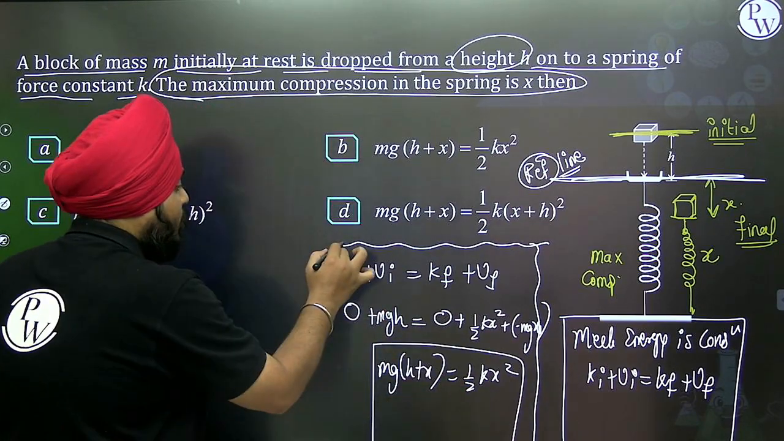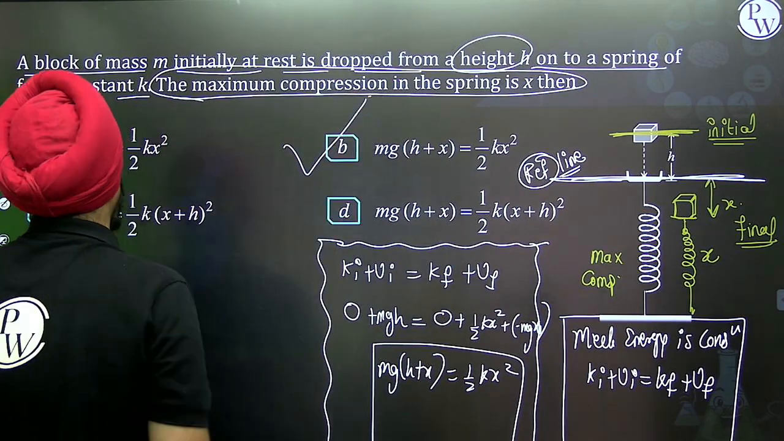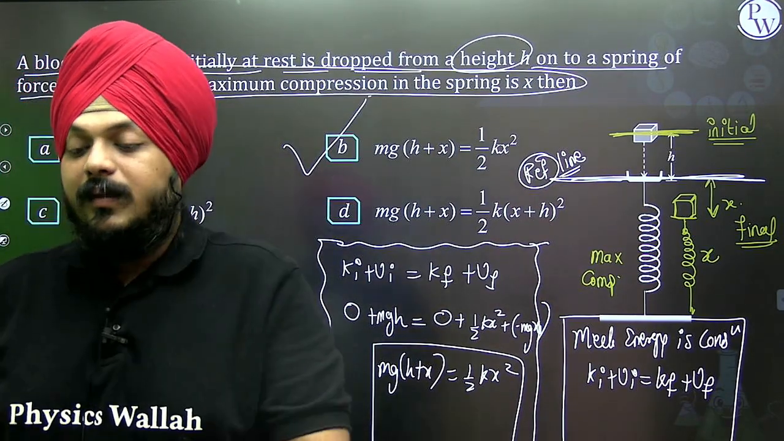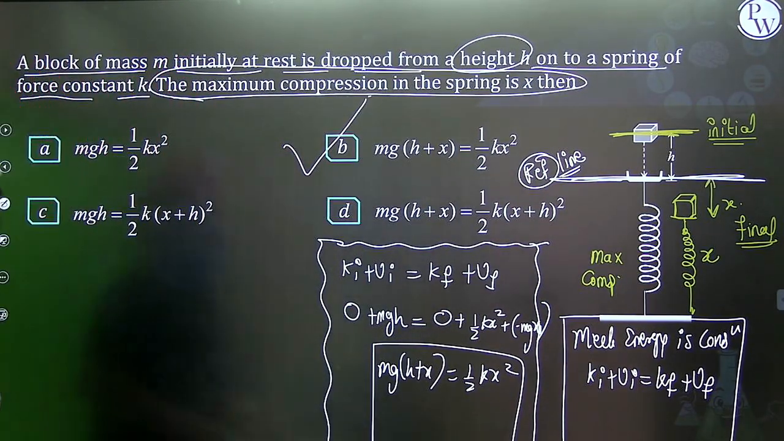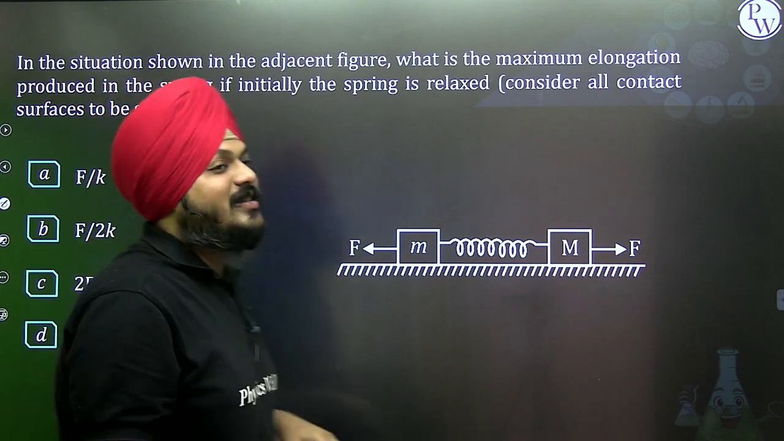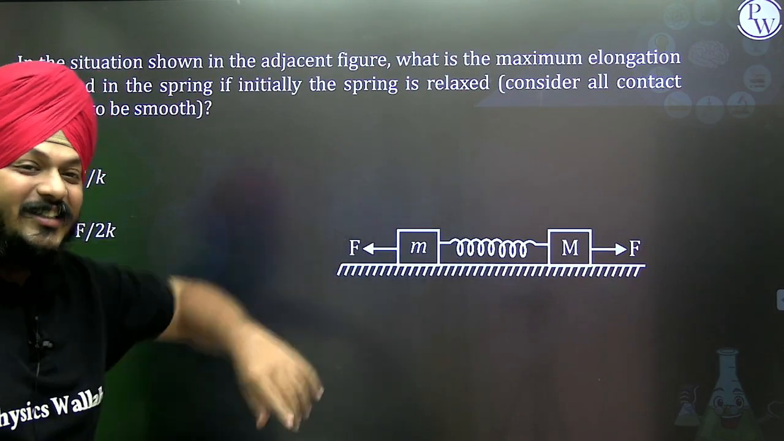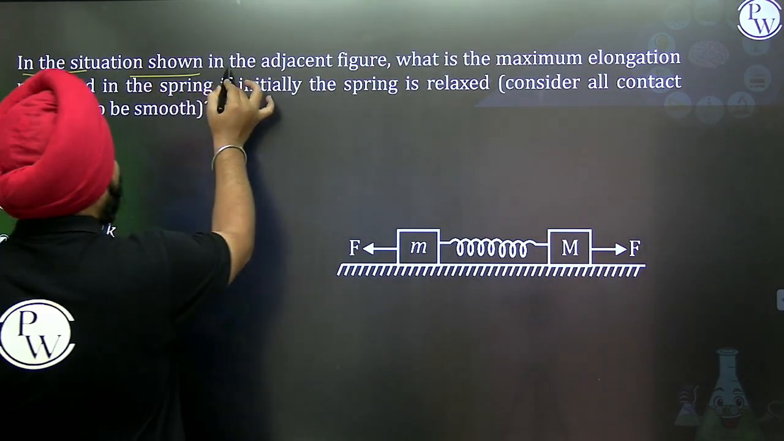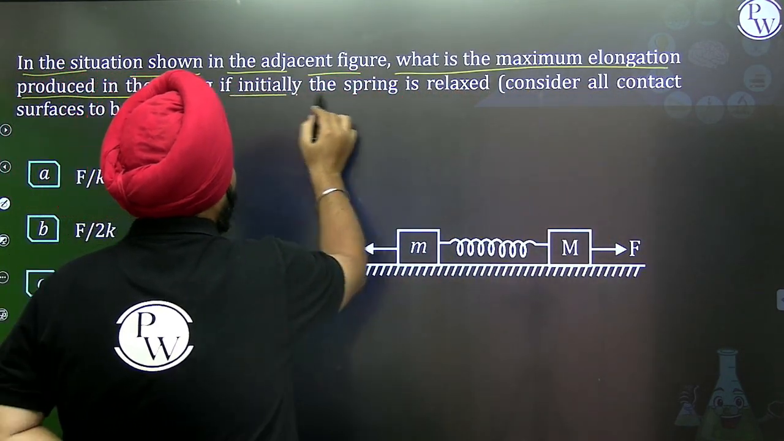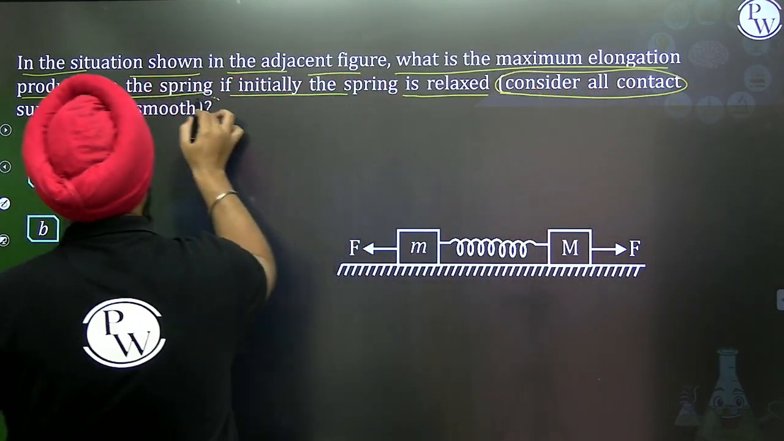This is how conservation of energy is applied. This is the perfect answer. Sir, you have shown us all of those sums in which the mechanical energy is conserved. How to use the first equation? Let's see this. In the situation shown in the adjacent figure, what is the maximum elongation produced in the spring, if initially the spring is relaxed? Consider all surfaces are smooth.